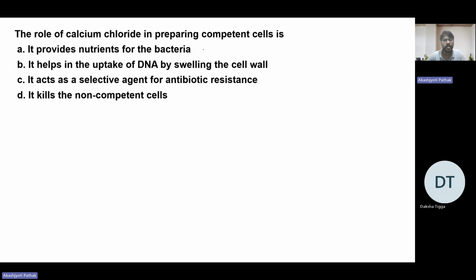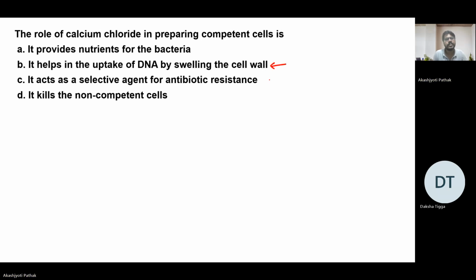Option A: it provides nutrient to the bacteria. Option B: it helps in uptake of DNA by swelling the cell wall. Option C: it acts as a selective agent for antibiotic resistance. And option D: it kills the non-competent cells. What will be the answer? So just now we learned that it helps in uptake of DNA by swelling the cell wall.